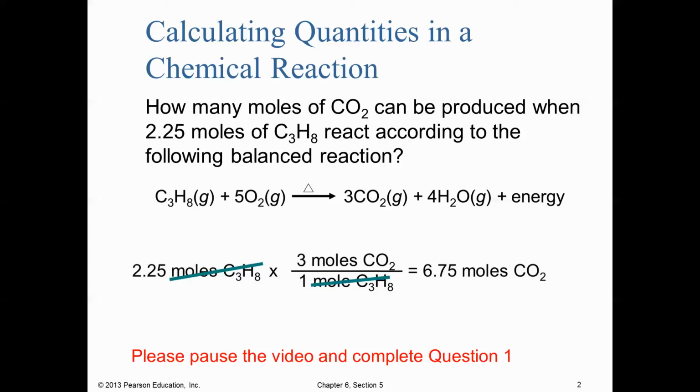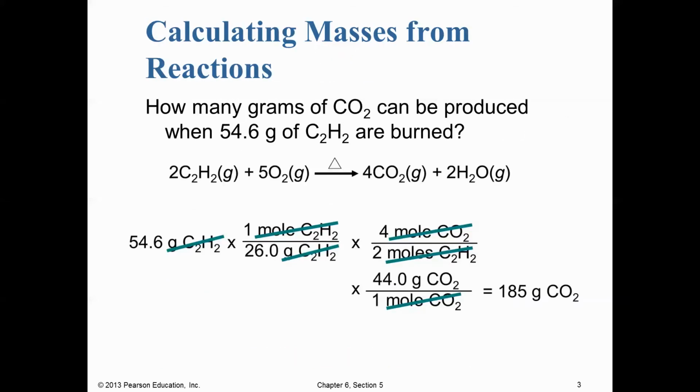Welcome back, everyone. Let's take this a couple steps further. So now we're going to look at stoichiometry involving mass-to-mass comparisons. So we'll be going through our moles-to-moles comparison as we did before, but we're going to have to use our molar mass to convert in and out of moles. So our first question here is how many grams of CO2 can be produced from 54.6 grams of C2H2. So this is actually acetylene right here. It's a gas commonly used in welding.